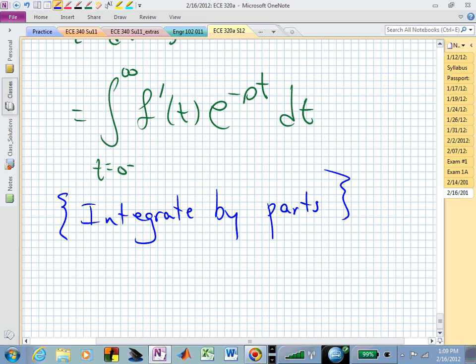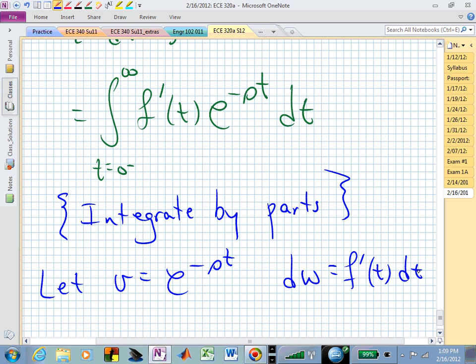Let's now put this together. Oh, and you probably use different variables. I'm going to use v and w. So I'm going to say, okay, let v equal e to the minus st. And now what I need to define as dw is what's left over in my integrand when I define e to the minus st as v. So my dw is what's left over, and that's this f prime of t dt.